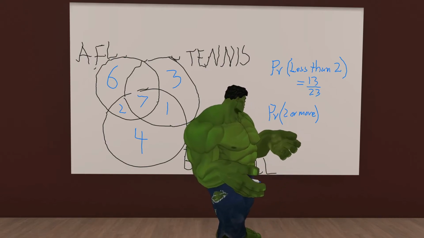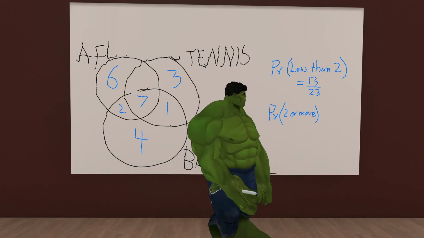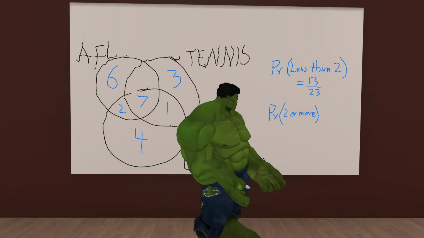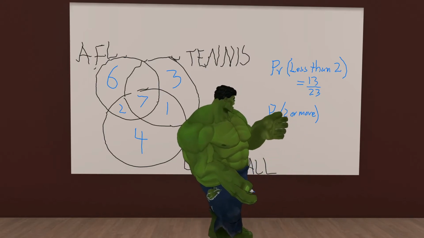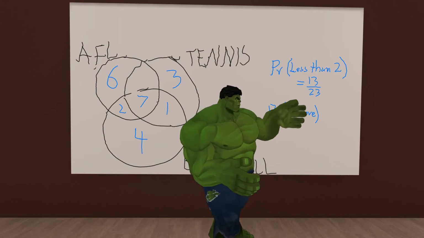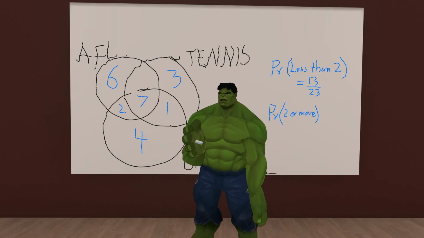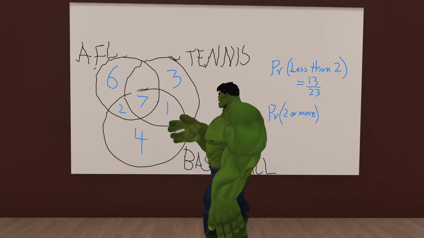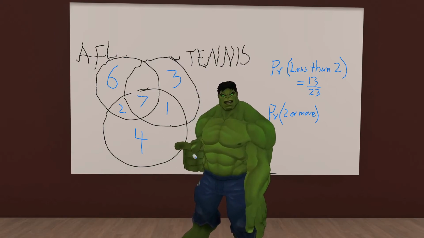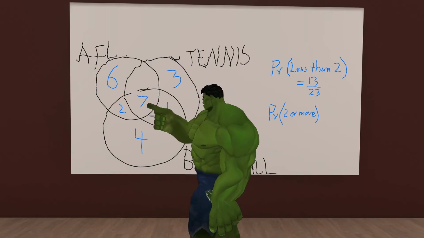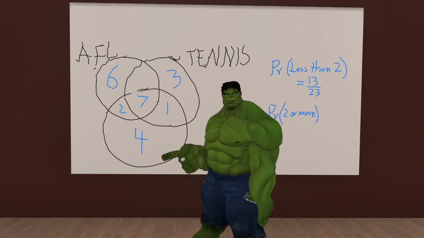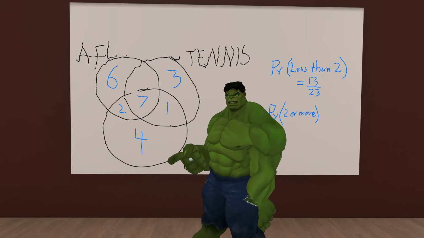Our next example is 2 or more. So another way this might be worded is greater than or equal to 2, but 2 or more. So the way this is worded clearly says that we want 2, we can include 2, or more than 2. So as we just mentioned here, these people like 2 sports, these people like 2 sports, and these people in the middle like 3. So we have 1, 2, and 7 people that like 2 or more sports.